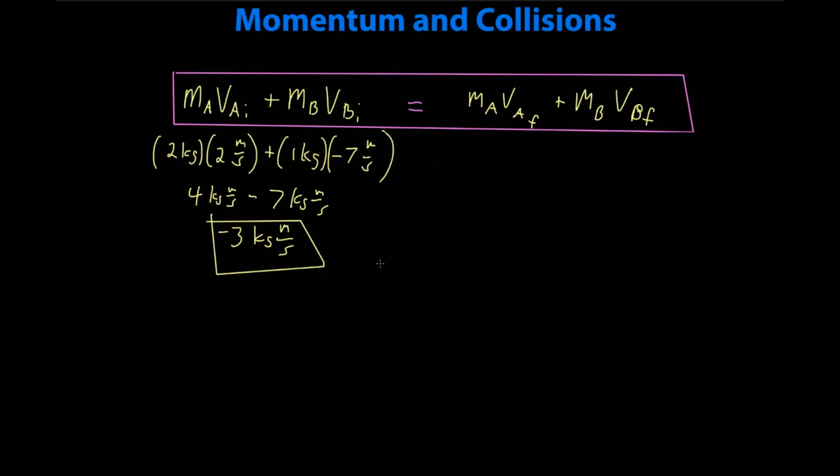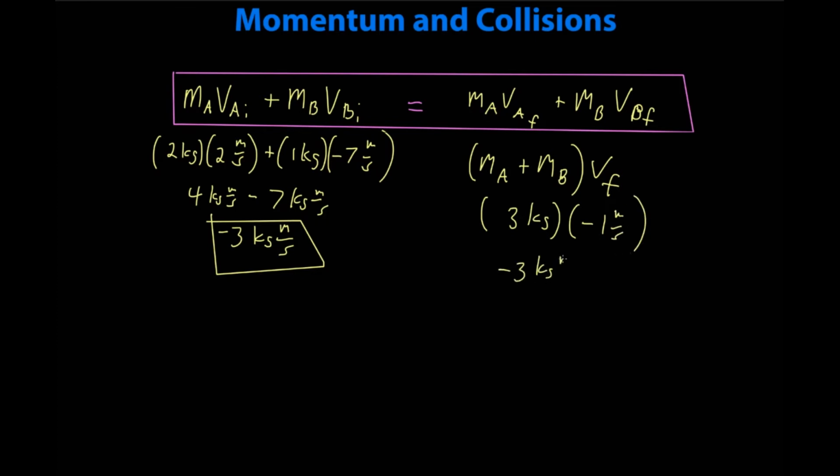So my entire left side here is the same. However, on the right, I have mass A and mass B. Since they both have the same final velocity, I can actually do this. I just factor it out because I know the final velocity is negative 1. Now, mass A plus mass B is 3 kilograms times the velocity of negative 1 meters per second, which gives me, of course, negative 3 kg m/s.